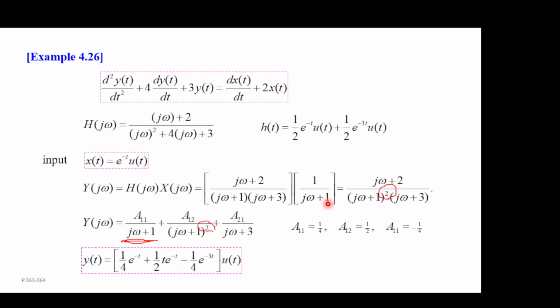Big H is this rational fraction, and multiplying it by another rational fraction still gives a rational fraction. So we know big Y is still a polynomial divided by a polynomial. The numerator is j omega plus 2, and the lower part we knew before is j omega plus 1 times j omega plus 3. Times another j omega plus 1, now I have j omega plus 1 squared times j omega plus 3.